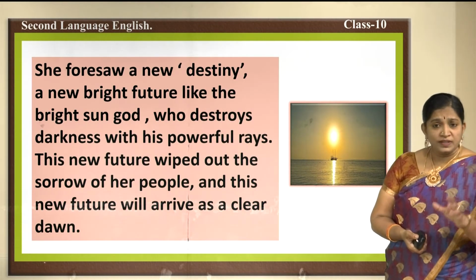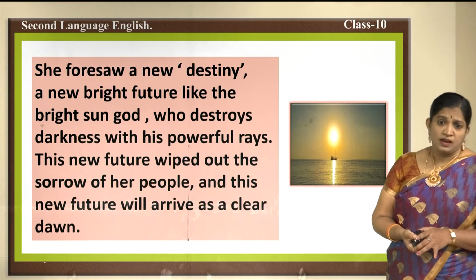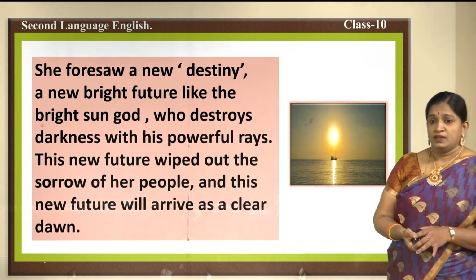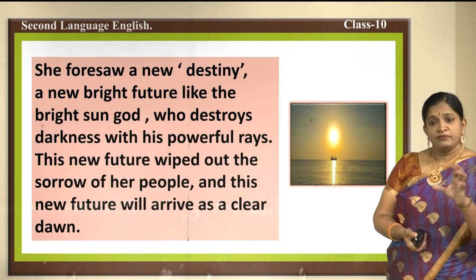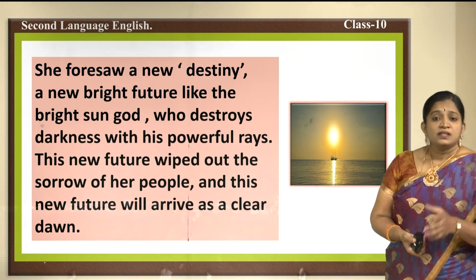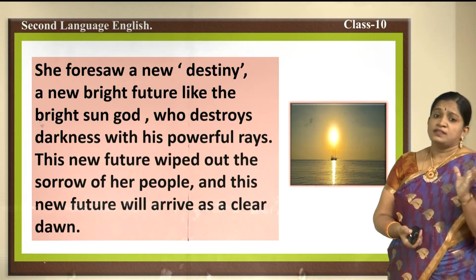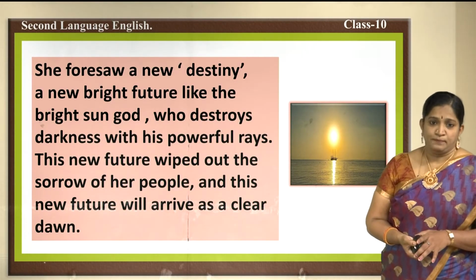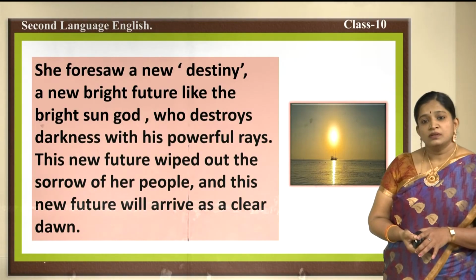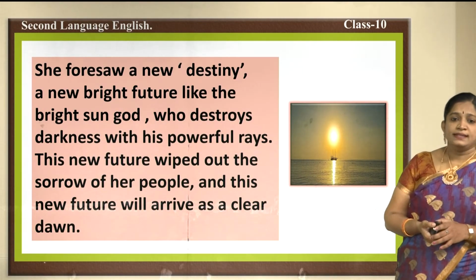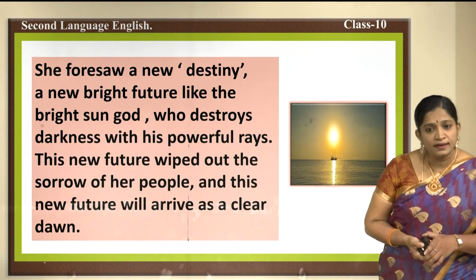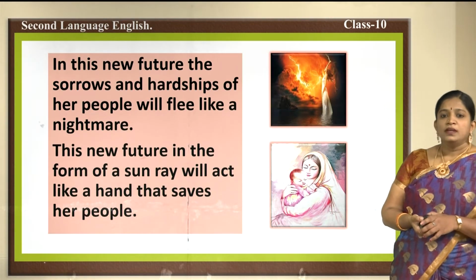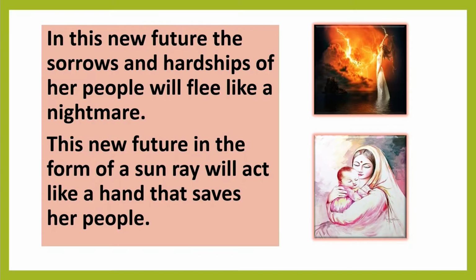She foresaw a new destiny, a new bright future, like the bright sun god. Here the sun seems to be a solution for all the problems. How? Because the sun is the one who destroys the darkness with his powerful rays. This new future wiped out the sorrow of her people, and this new future will arrive as a clear dawn. In this new future the sorrows and hardships of her people will flee like a nightmare. This new future in the form of a sun ray will act like a hand that saves her people.